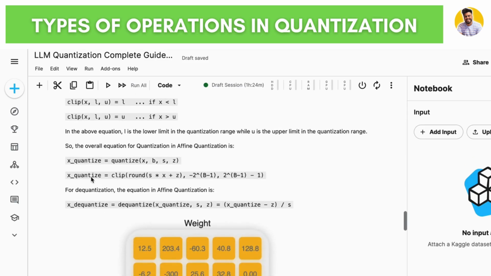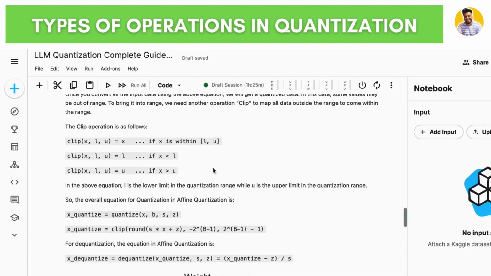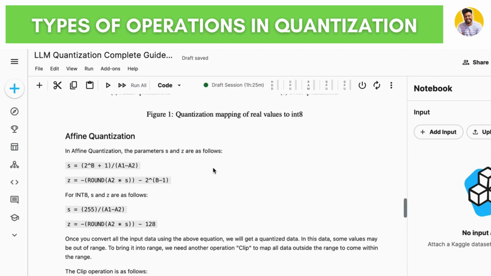Okay, and if you want to de-quantize it, you can just revert this equation and you will get this de-quantized equation as well. That will give you the high precision value from the low precision value. So I hope you completely understand the affine quantization.